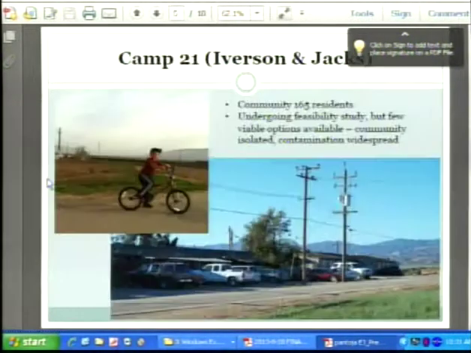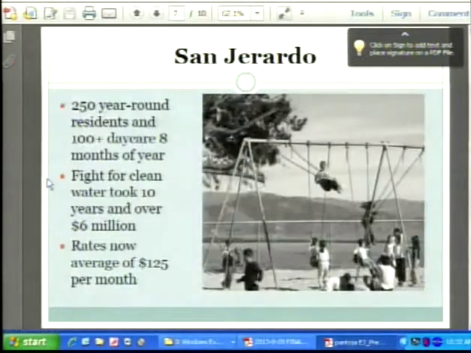And because they're private systems, they don't qualify for grant funding in most conditions, but the communities are extremely low income. The MHIs for these communities, or median household incomes, are about $20,000. So they can't really absorb the cost of a loan.